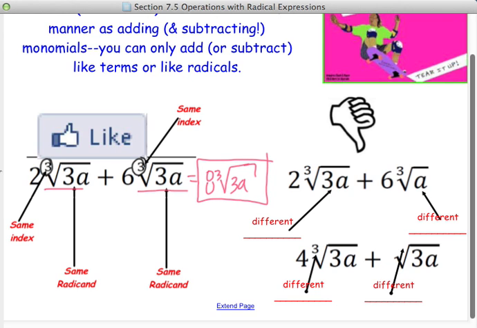If you look at the other example, these are not alike, and so you cannot add them. This is the cubed root of 3a, and that is different than the cubed root of a. So you cannot combine them, so you would leave them separate. Same thing here. This is the cubed root of 3a. This is the square root of 3a. So they're not the same, so you cannot combine them. They must be exactly the same in order to combine them.